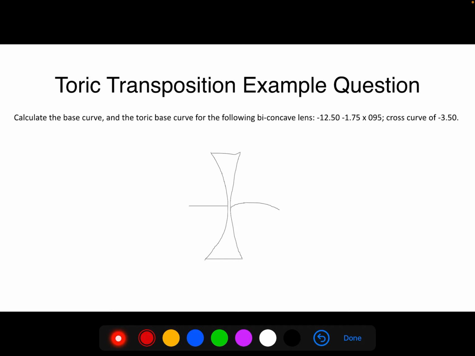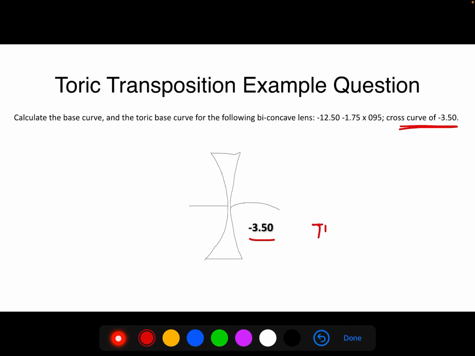Okay, so this is an interesting example because we're essentially starting with the cross curve and working our way backwards. So they're giving us a cross curve of -3.50. And now we have to work our way back to the toric base curve and then back to the original base curve. So the first thing to consider is how do we typically come up with this -3.50?